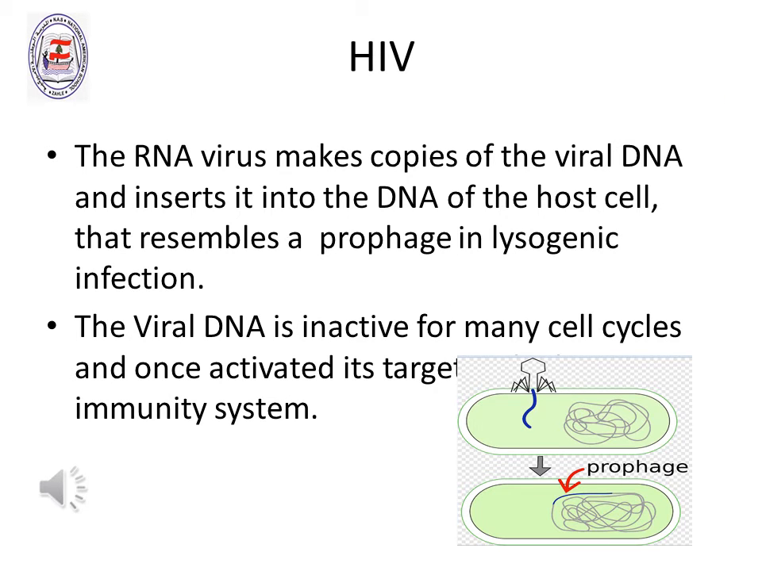The RNA virus makes copies of the viral DNA and inserts it into the DNA of the host cell. That resembles a prophage in lysogenic infection. The viral DNA is inactive for many cell cycles, and once activated, it targets the human immune system.